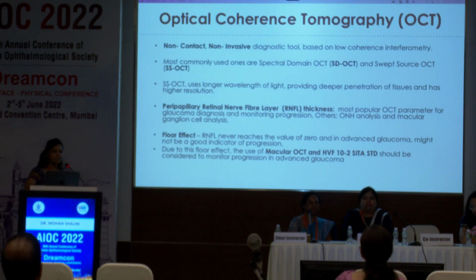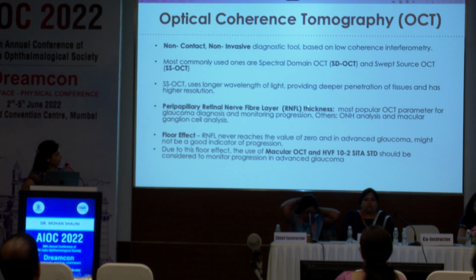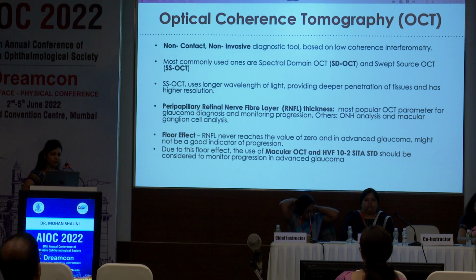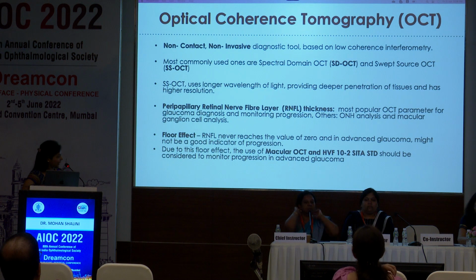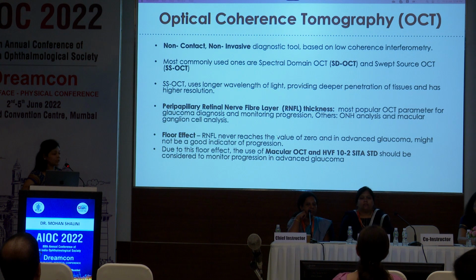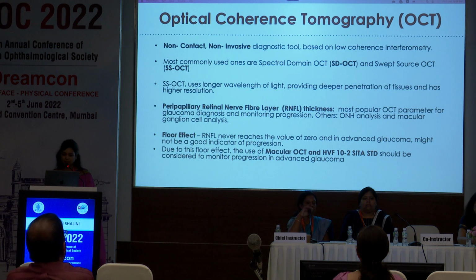Now coming to OCT, I think most of us have OCT in our clinical practice, and it is important to know about how it can help us in detecting progression. So it gives you peripapillary retinal nerve fiber layer thickness, which is global as well as sectoral levels, and it can help us in monitoring progression. However, sometimes when the RNFL really reaches the value of 0 in advanced glaucomas, it may be useful to know about the ganglion cell analysis in the macula, or the other things like perimetry can also help in those cases.